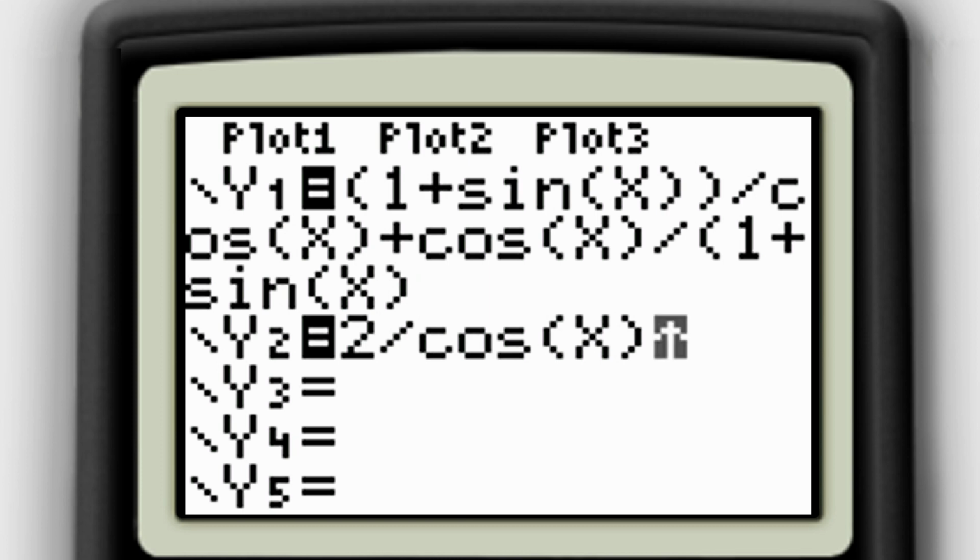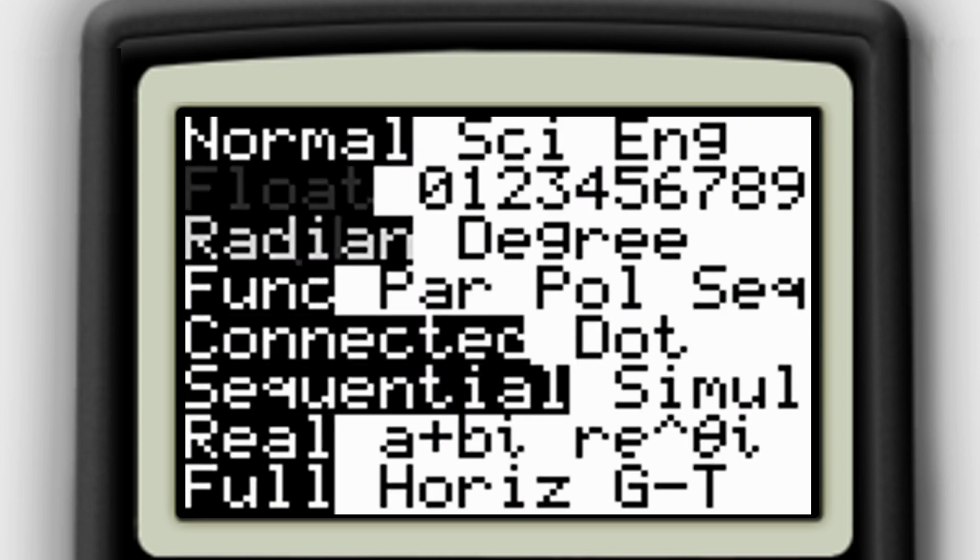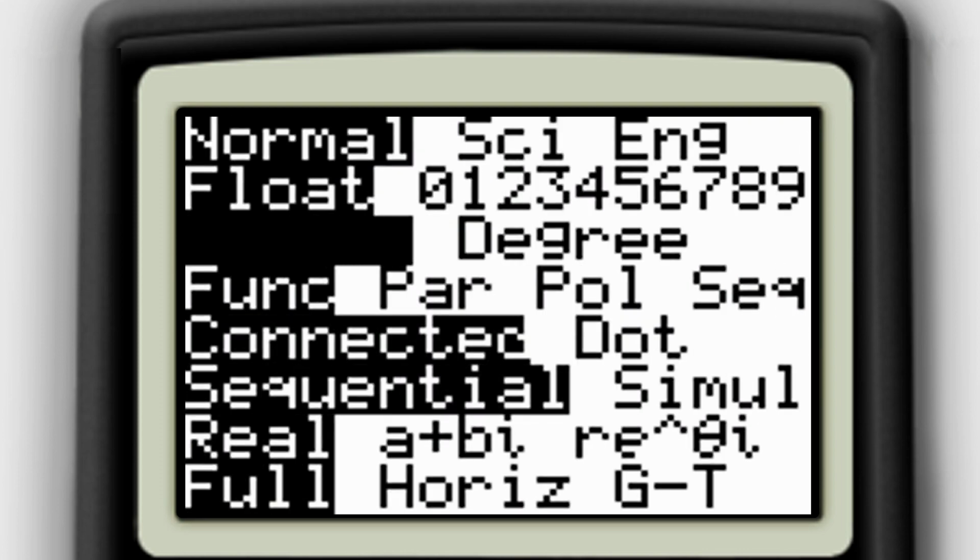Now before we go to the table, we're going to do our table set feature. And wherever we want the table to start, whichever angle, it's really arbitrary. But we'll just say starting at 0. And delta table, we can just have it counting by 1. Now we're going to do this in radians, but it really doesn't matter whether it's radians or degrees. We'll see that because the identity matches, both function values will be equal regardless of what we have. So we'll take 0 as our start, delta table as 1. And if you're not there, go into mode, making sure we're in radian mode.